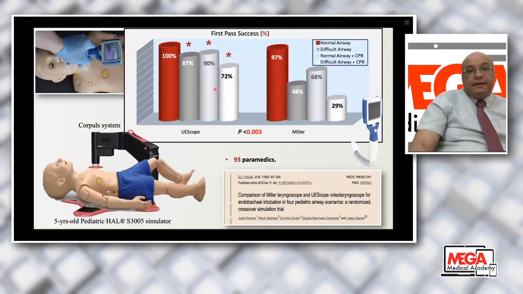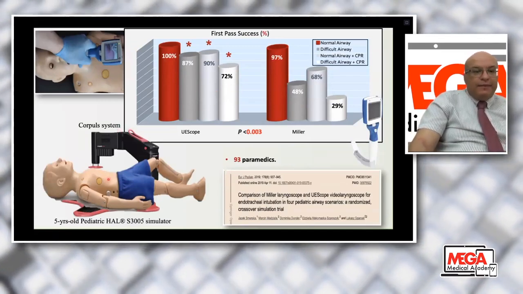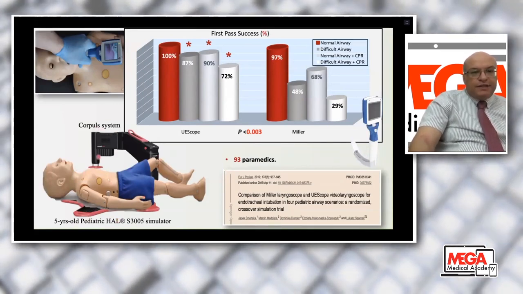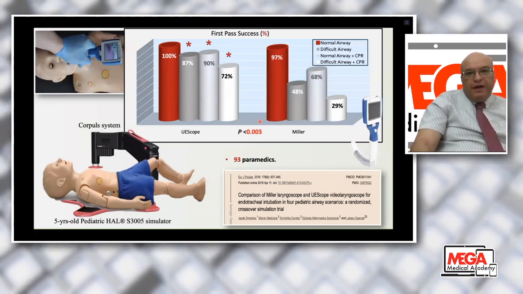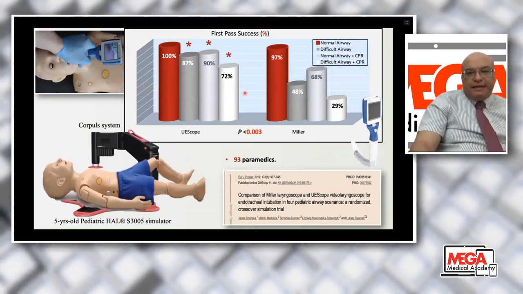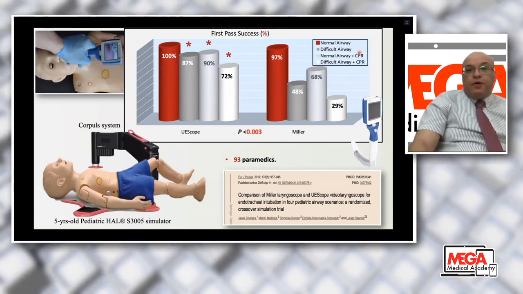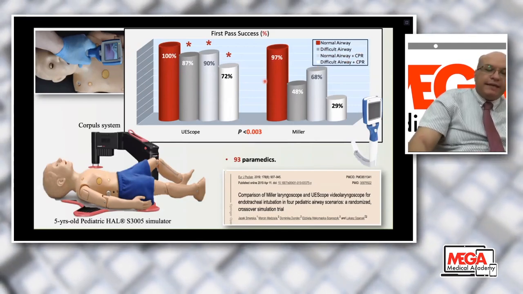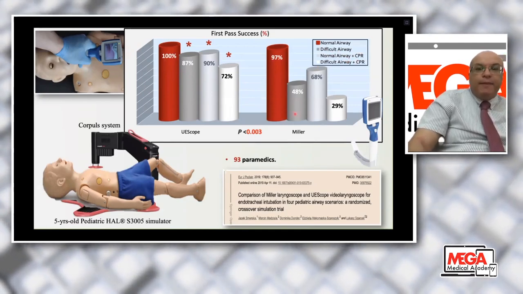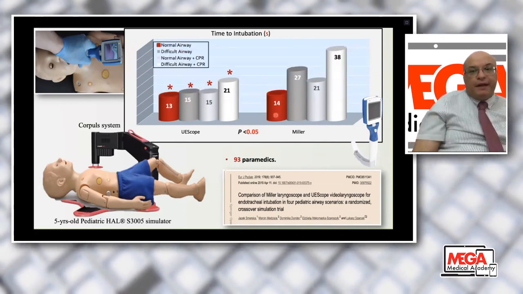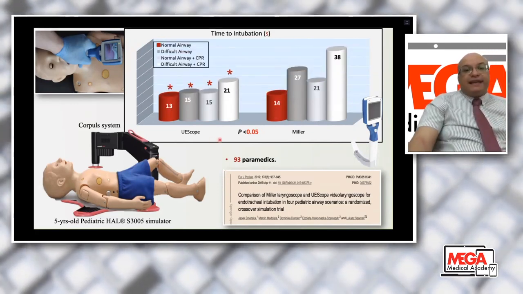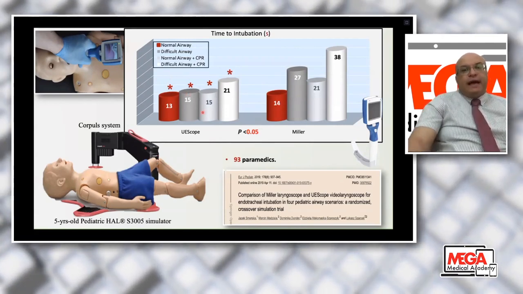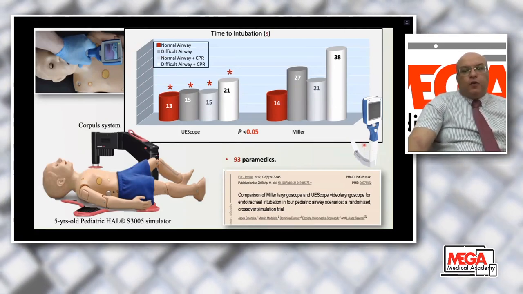In this interesting study, comparing using a 5-year-old mannequin with a CPR system with chest compression and using UE-scope for intubation, the first pass success was significantly higher in normal airway and difficult airway, normal airway with CPR and difficult airway with CPR, compared with a Miller blade, a straight conventional blade. Also, time to intubation was significantly less in all scenarios of normal and difficult airway, with and without CPR, using UE-scope.